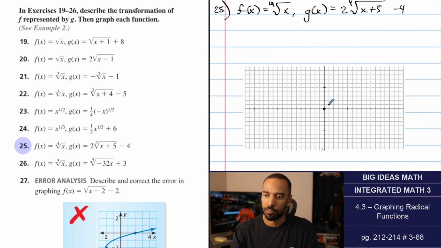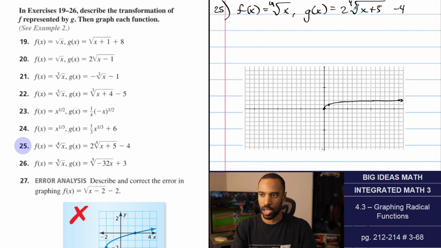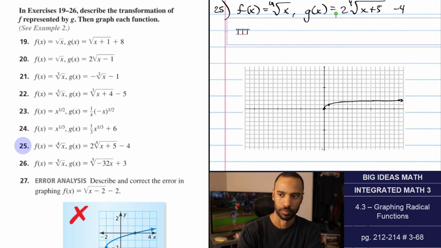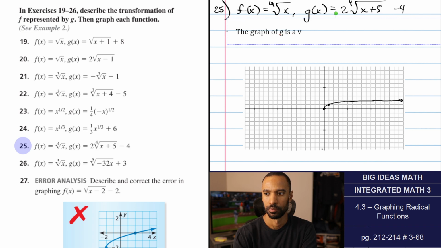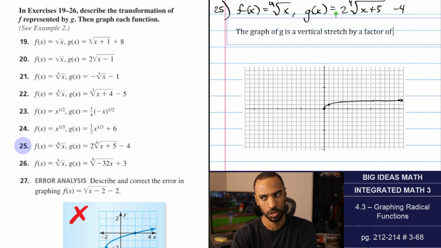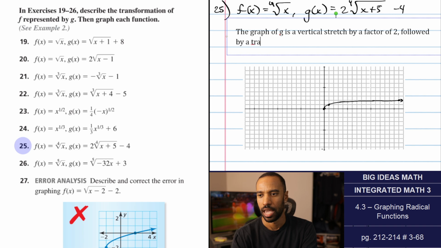All right, this is the parent function. Over 1 up 1, over 16 up 2. We saw the 4th root of 1 earlier. So it goes quite a ways over just to go up. All right, there's your parent function. Now let's do g of x. So g of x has 3 things going on. A vertical stretch and 2 translations. A stretch by a factor of 2, which is good news for us, followed by a translation 5 units left and 4 units down from f.